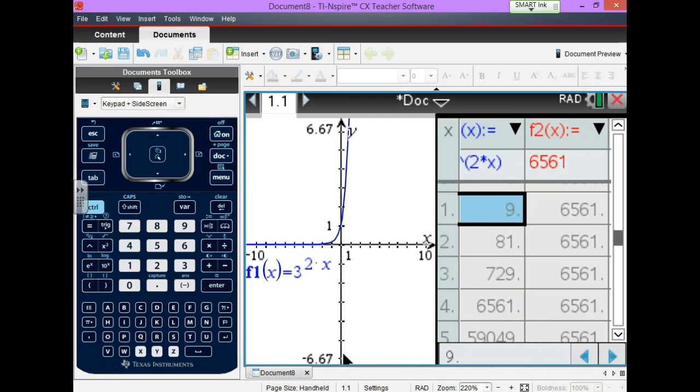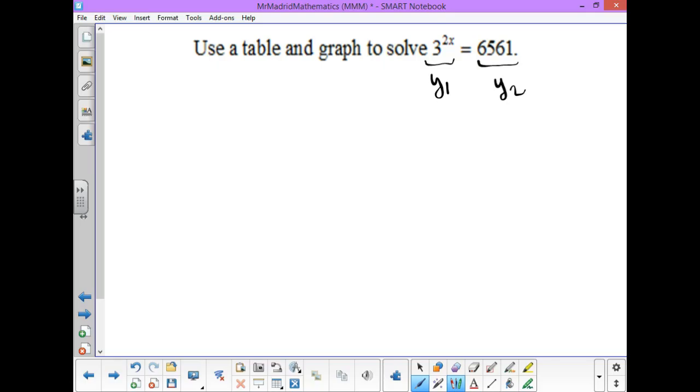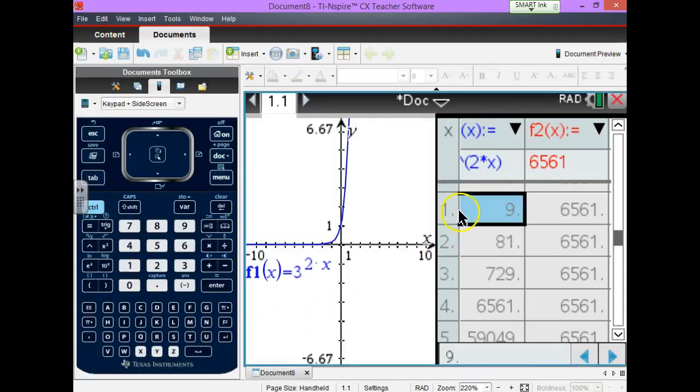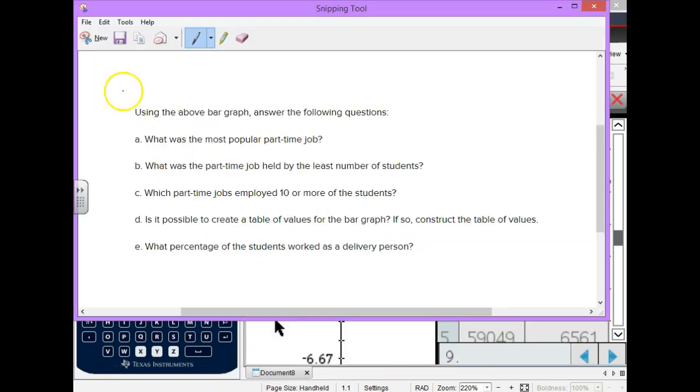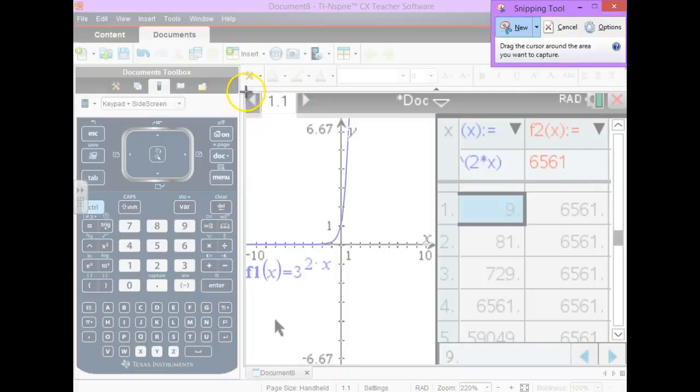Now, remember, the problem asked for us essentially to solve this problem. So we're looking at where these two graphs intersect. If you look at this table, at x equals 4, we have the same y value. This would indicate the solution. So let's go ahead and capture an image here real quick.